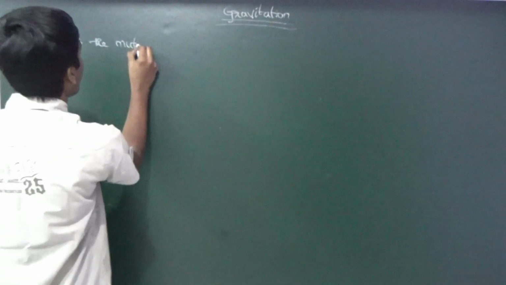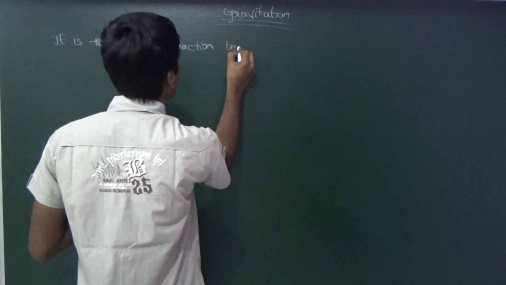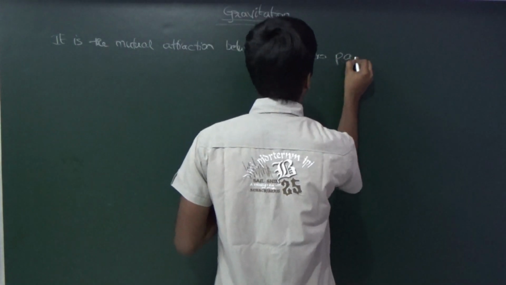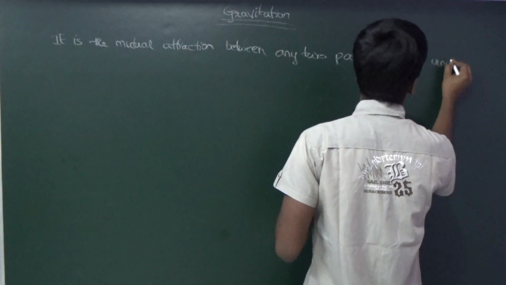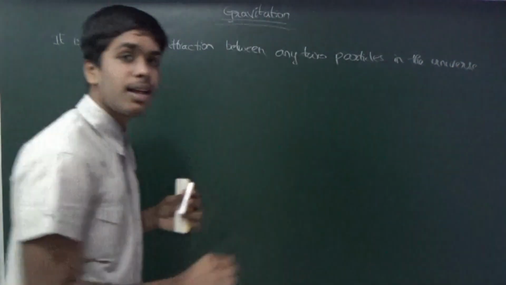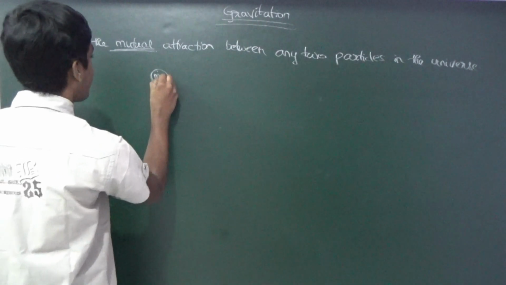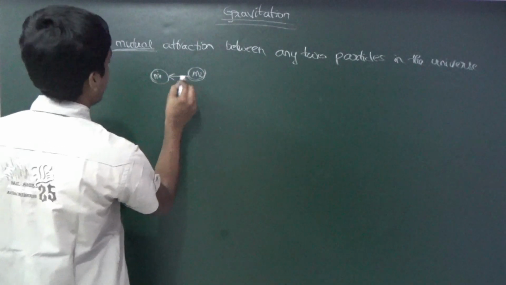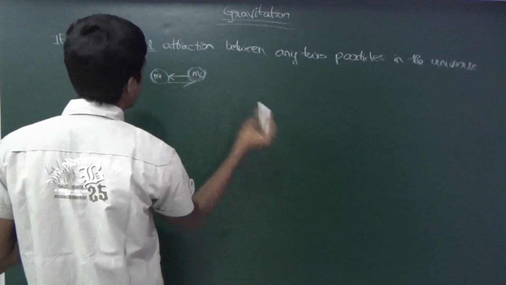It is the mutual attraction between any two particles in the universe. Here it is saying mutual. That means it is M1 and it is M2. Here M1 pulls M2 by force, and M2 pulls M1. So they are mutual.